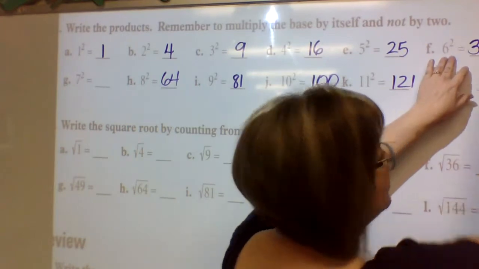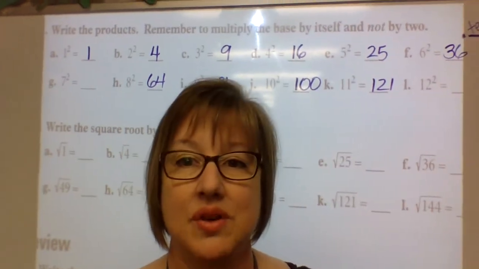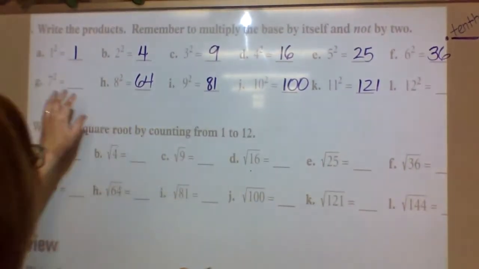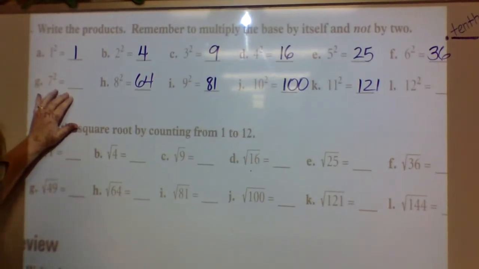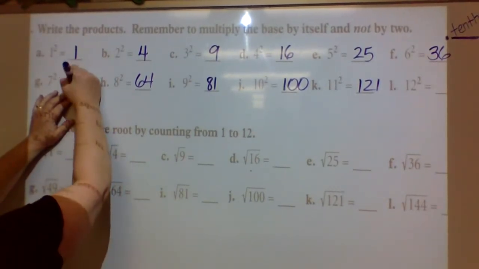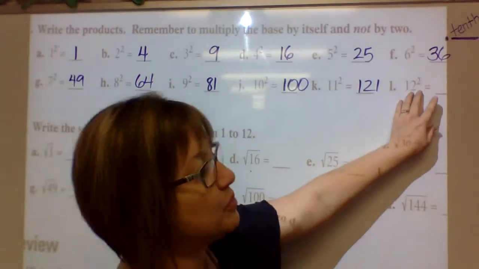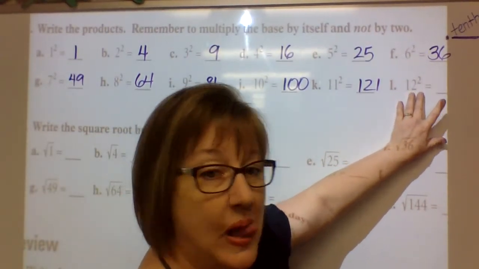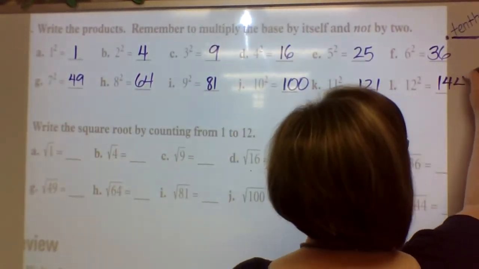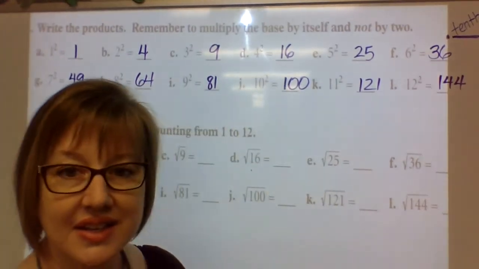36. Is that off the screen? It is off the screen a little bit. Okay, back over here. 7 times 7. 7 squared is 49. And 12 squared is 12 times 12, 144. Piece of cake, right? Easy peasy.